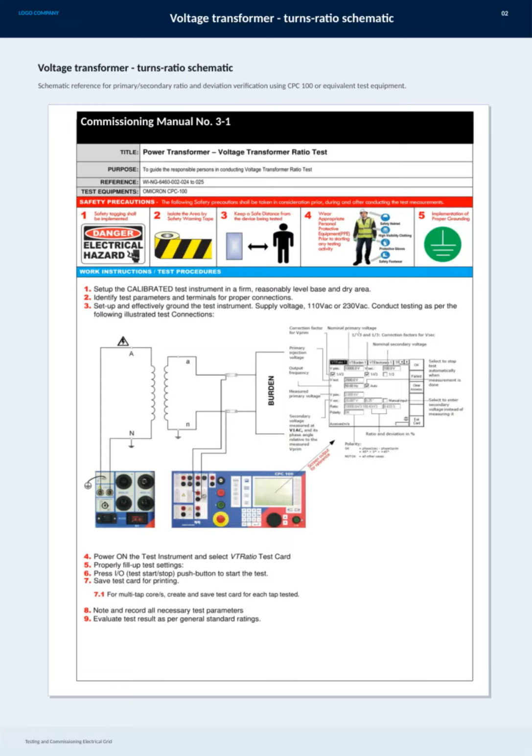Here we have the voltage transformer turns ratio schematic, which is fundamental for testing and commissioning in the electrical grid. This schematic acts as a key reference to verify the primary to secondary ratio, ensuring accuracy and proper functioning. Using specialized test equipment like the CPC 100, we can measure the turns ratio and check for any deviation, which helps maintain system reliability and safety. This process is detailed in Commissioning Manual number 3-1, guiding us through the verification steps systematically.